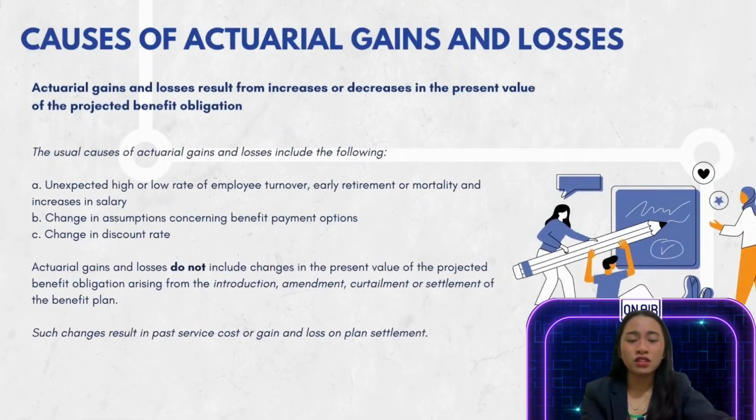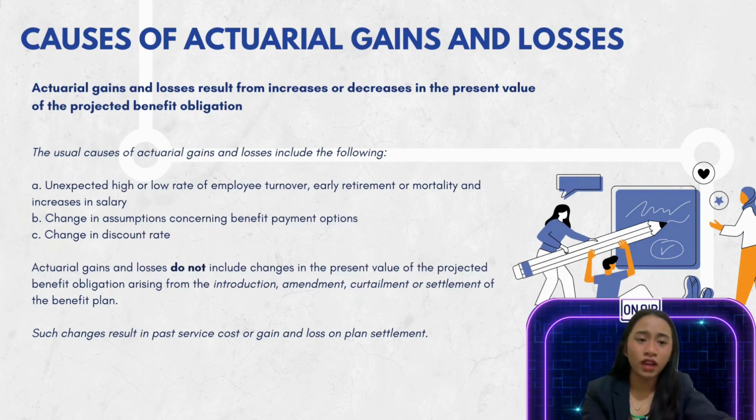Next slide is to know the causes of actuarial gains and losses. Actuarial gains and losses result from increases or decreases in the present value of the projected benefit obligation because of changes in actuarial assumptions and experience adjustments. So, usually, ang mga dahilan kung bakit nagkakaroon ng actuarial gains and losses ay dahil sa mga sumusunod. Number 1, unexpected high or low rate of employee turnover, early retirement or mortality and increases in salary. Second is change in assumptions concerning benefit payment options. And lastly naman, number 3, change in discount rate.